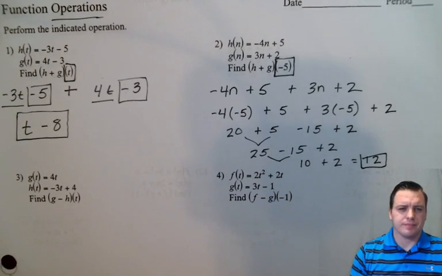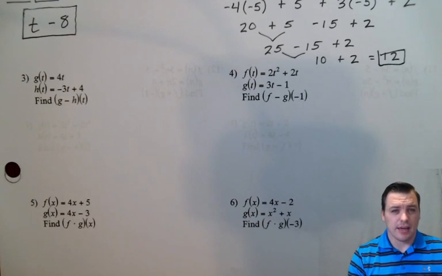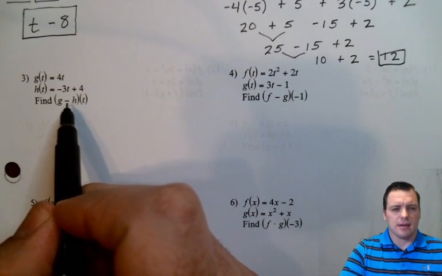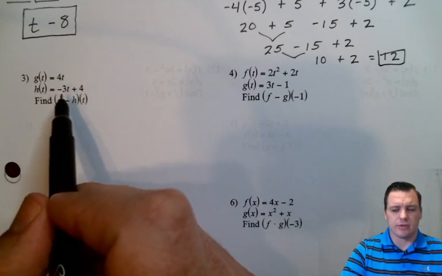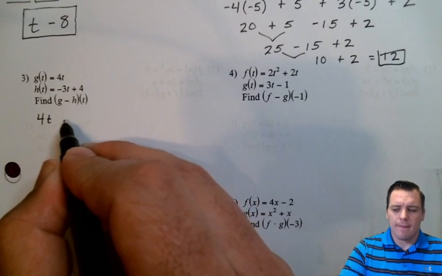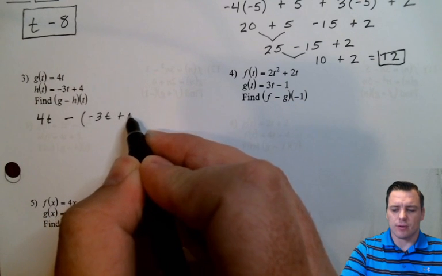All right, good Andy. So jumping down here to number 3. G of t equals 4t. H of t is equal to -3t plus 4. So what we're doing here, guys, is the same thing, but now it's minus. Now keep in mind that minus is going to play a very significant role here. Remember, anytime you're dealing with subtraction and you're subtracting two things, always be careful. So here we go. It's 4t minus, and it's this whole thing, the quantity of -3t plus 4.